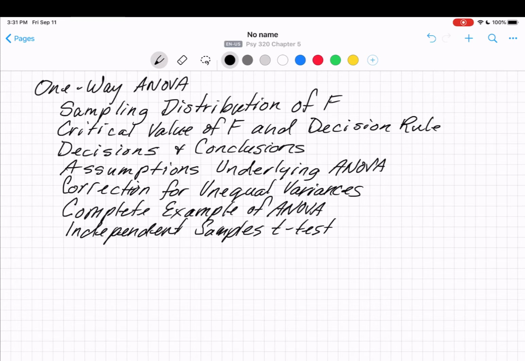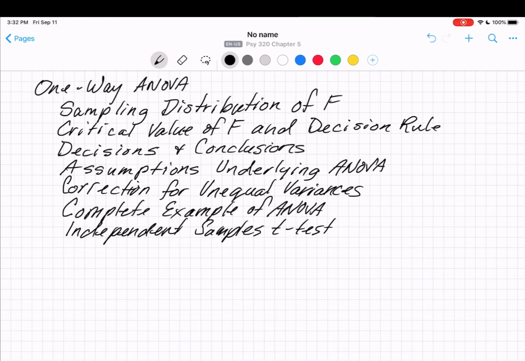Okay. In future videos on Chapter 5, I'll be talking about what are the assumptions underlying analysis of variance. This is about what kinds of characteristics your data should have in order to be confident in the results you get with analysis of variance, and how to correct for one assumption that's frequently violated. And so this is the correction for unequal variances. And then I'll also do another full example of analysis of variance from beginning to end. So hopefully that'll help you put everything together.